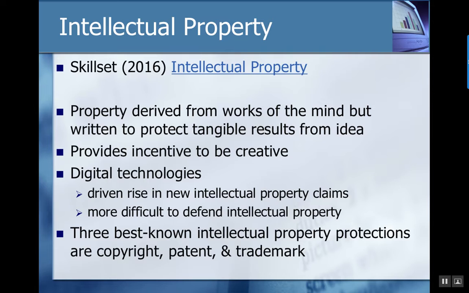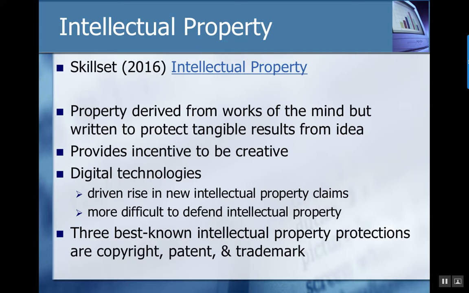All right. The problem with digital technologies is that there's been a whole new generation of intellectual property claims. It becomes more difficult, especially as computers have the ability to generate data and hold information. They have really strained the dimensions of the domain in terms of what is intellectual property and how you defend it.